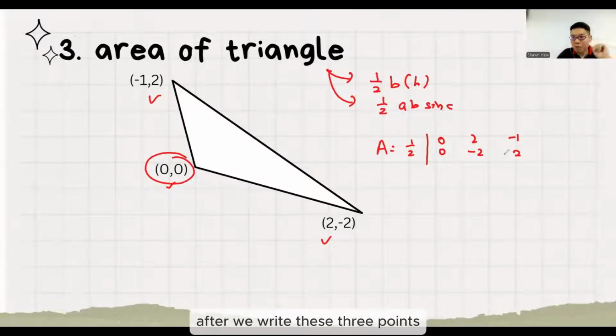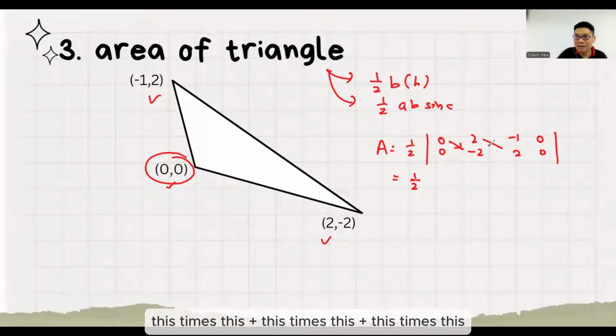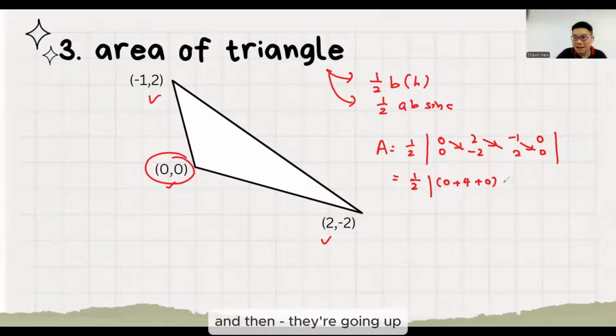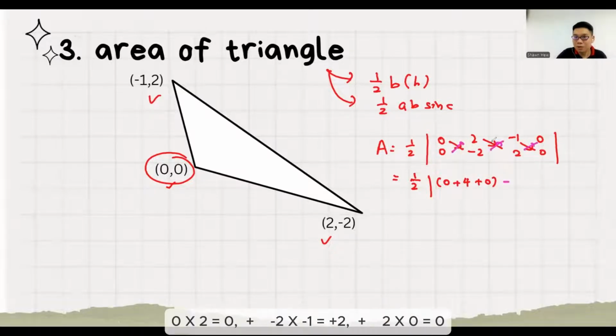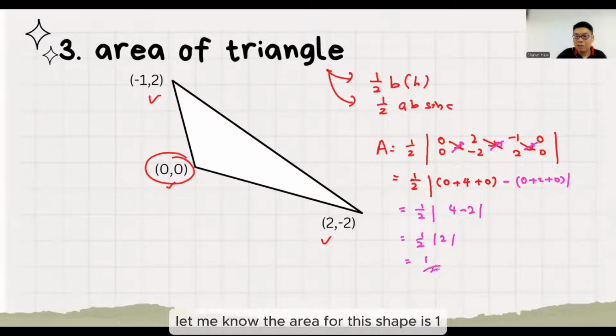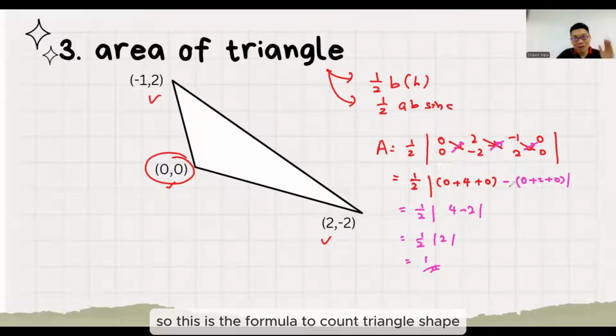After we write these 3 points, we will repeat the first position. After that, this time this, plus this time this, plus this time this. 0 times minus 2 is 0, plus this time this is 4, plus this time this is 0. And then minus, they're going up. 0 times 2 is 0, minus 2 times minus 1 is plus 2, 2 times 0 is 0. Then we know the area for this shape is 1.